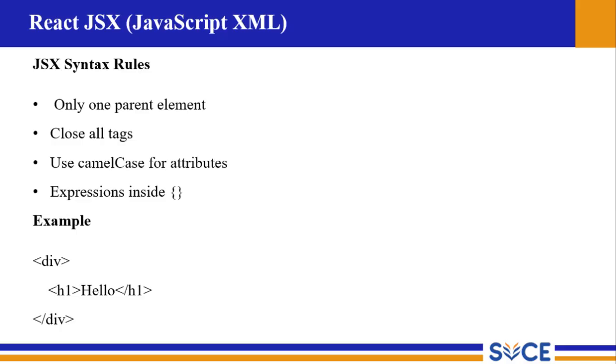Similarly, if we write an arithmetic expression such as 10 + 20 inside curly braces, React evaluates the expression and displays the result, which is 30. We can also call functions, display object properties, or use expressions inside curly braces. However, one important point to remember is that only JavaScript expressions are allowed inside the curly braces.